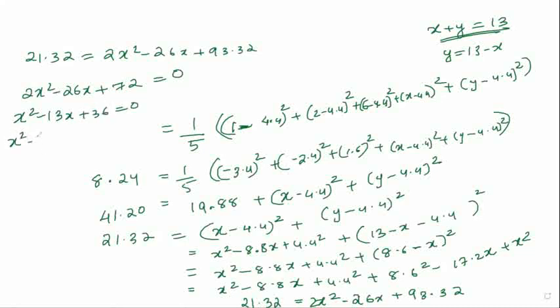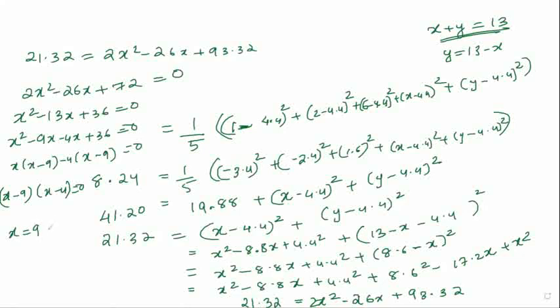So that is x square minus 9x minus 4x plus 36 equal to 0. x into x minus 9 minus 4 into x minus 9 equal to 0. You will get x minus 9 into x minus 4 equal to 0. You will get x equal to 9, 4. So the possible values of x are 9 and 4.